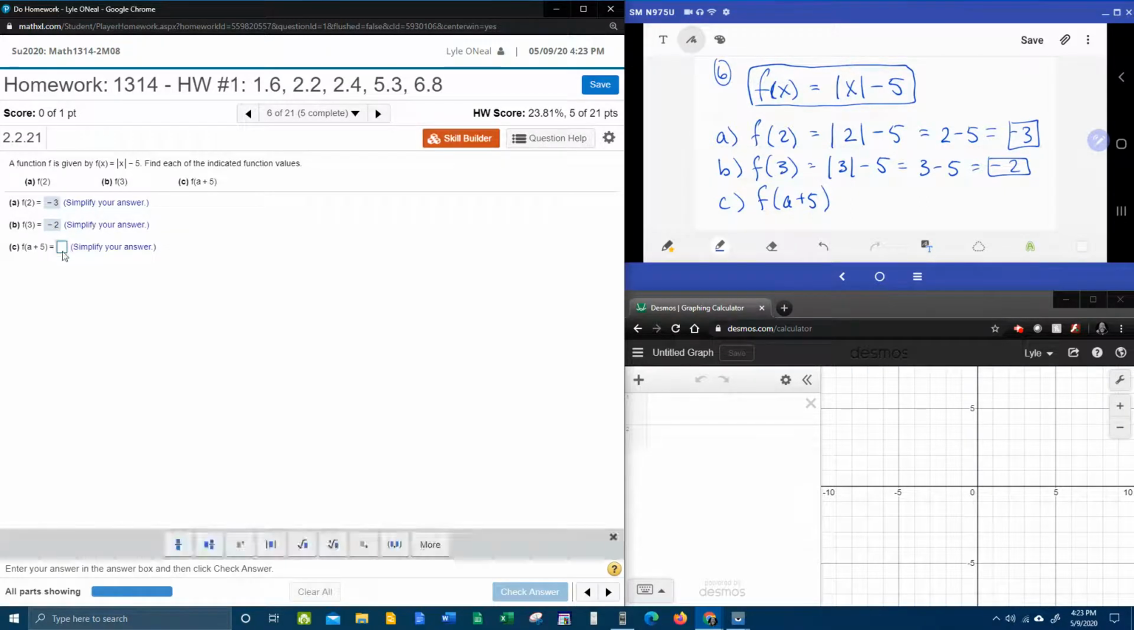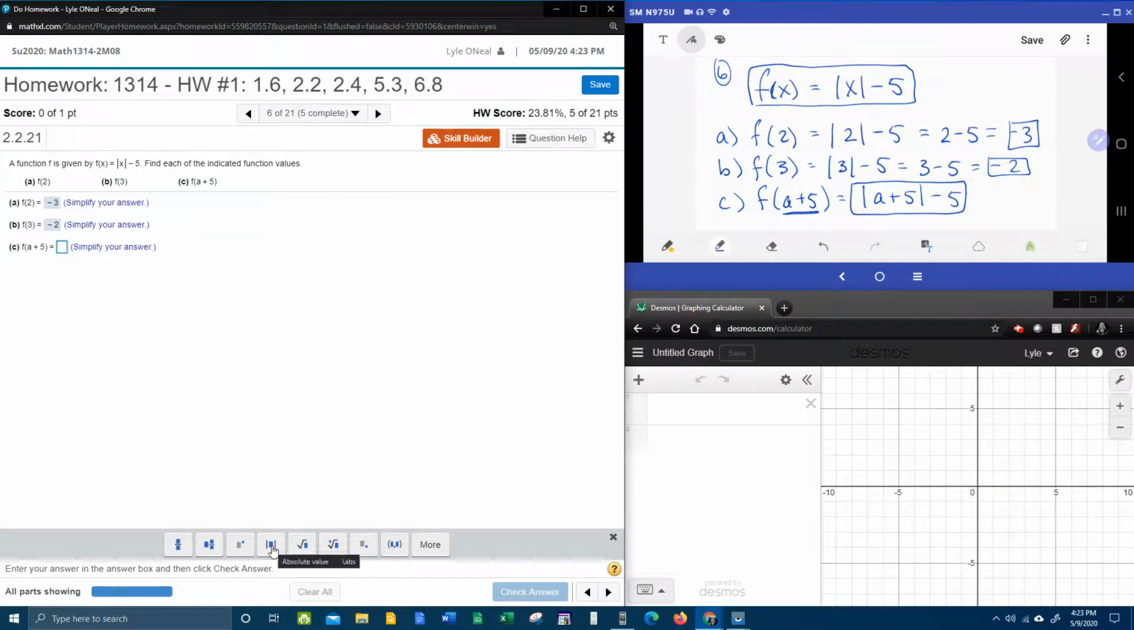And the last problem, they want us to find f of a plus 5. Now notice this time what we're plugging in is a binomial. A plus 5 takes the place of the x. And so that's going to be the absolute value of a plus 5 minus 5. Now since that is algebraic, it's not simply numeric, the answer is, well, it's that. It's the absolute value of a plus 5 because you cannot take the absolute value of each term separately.